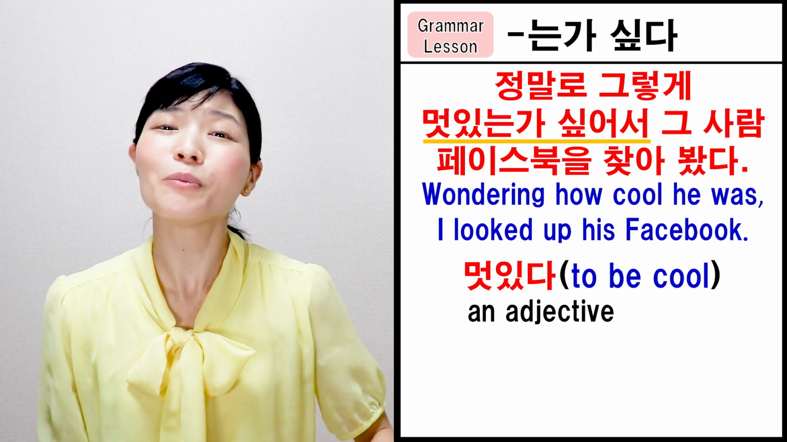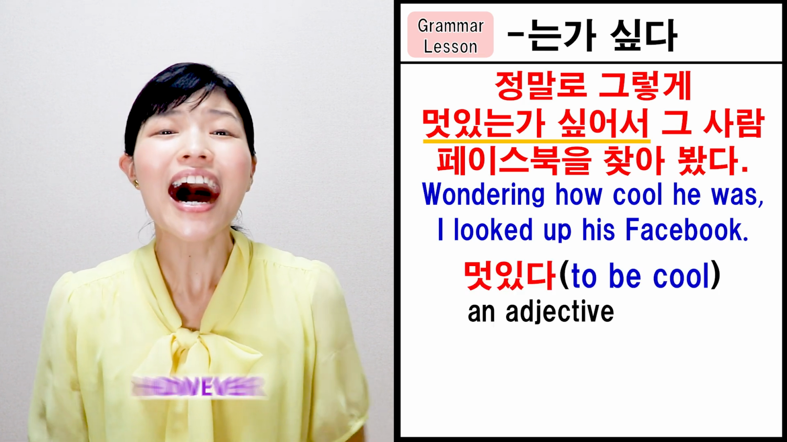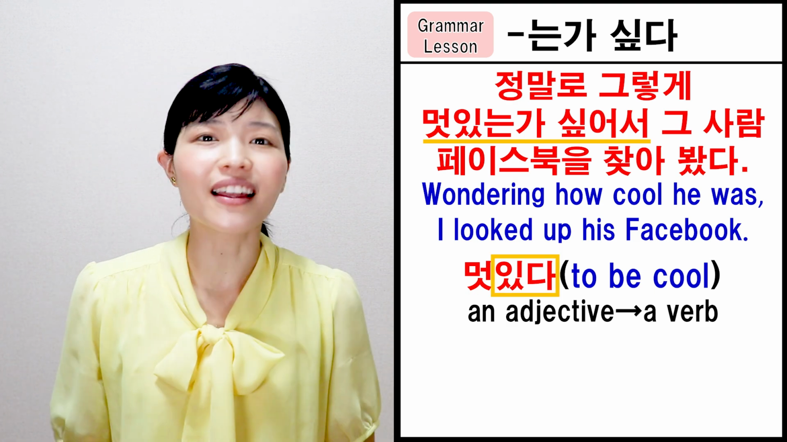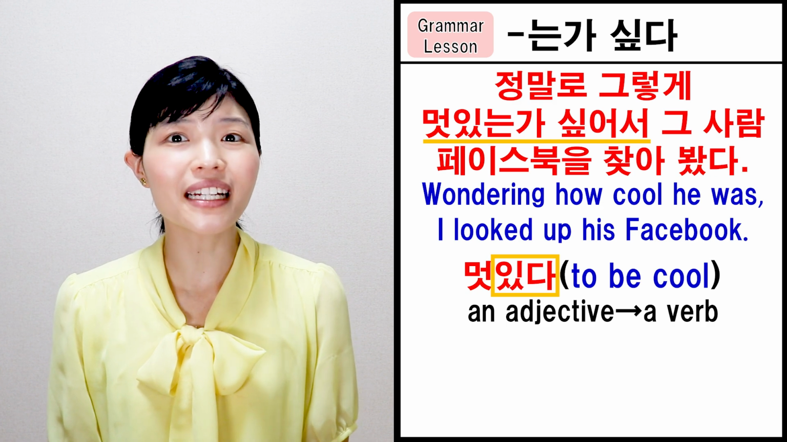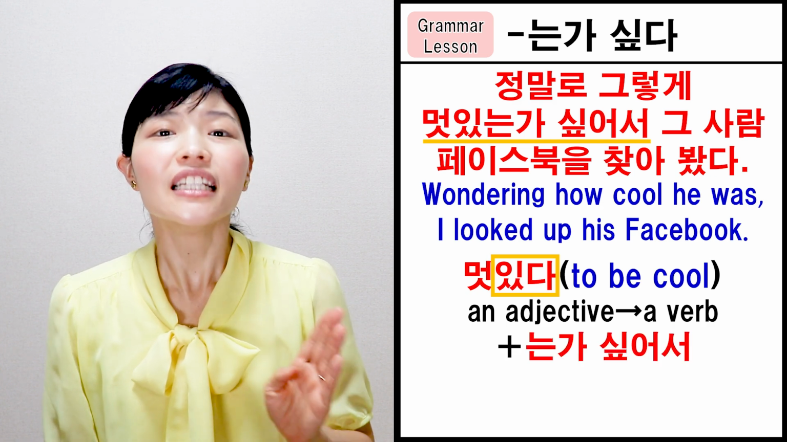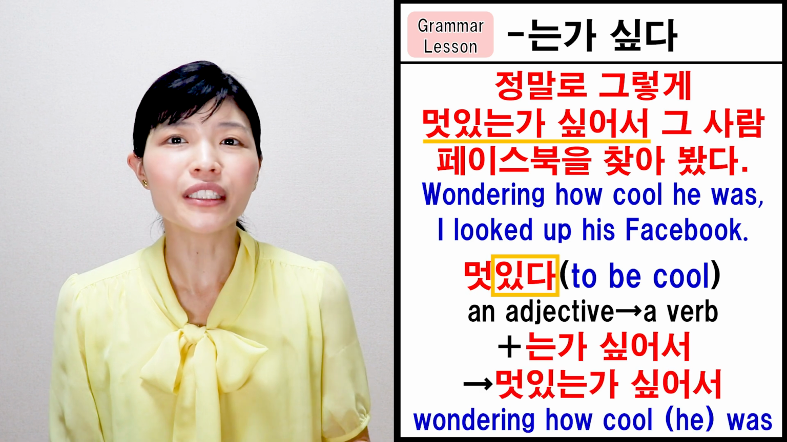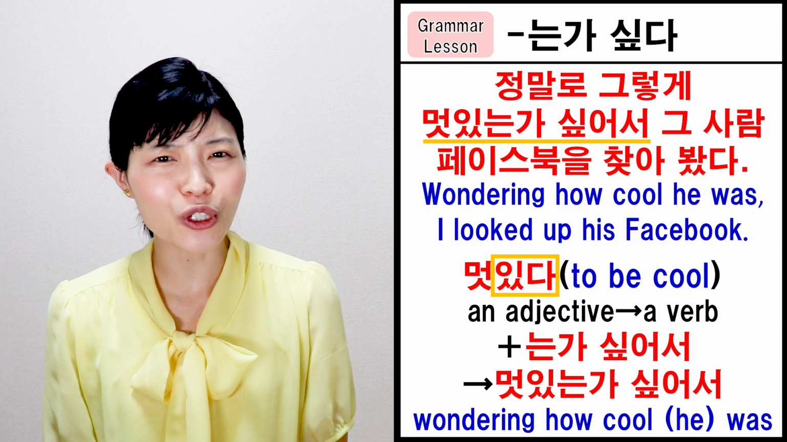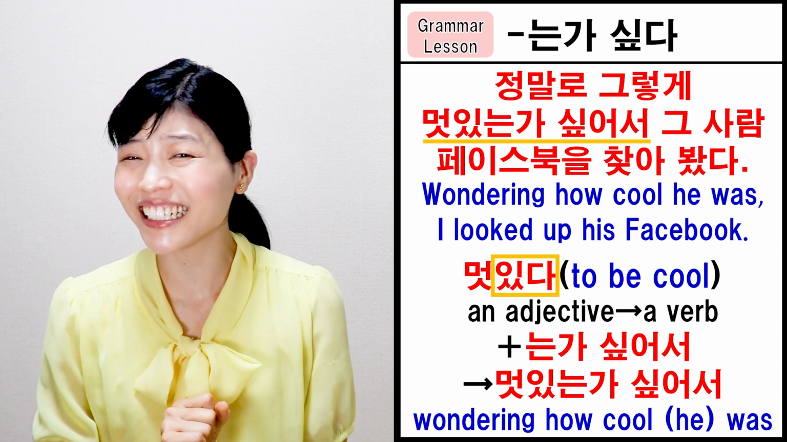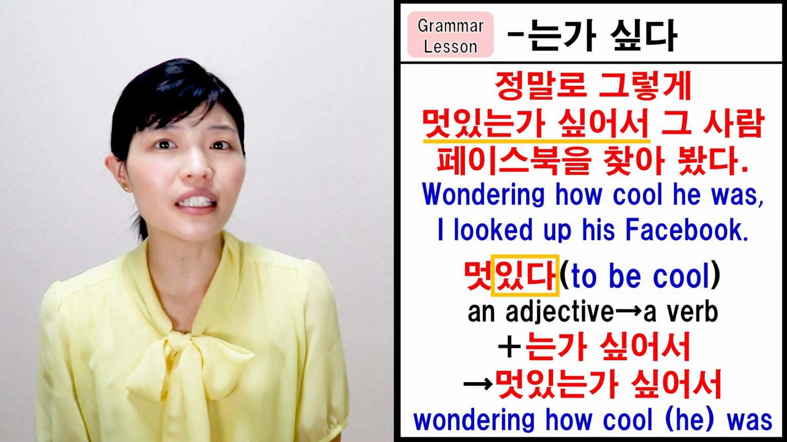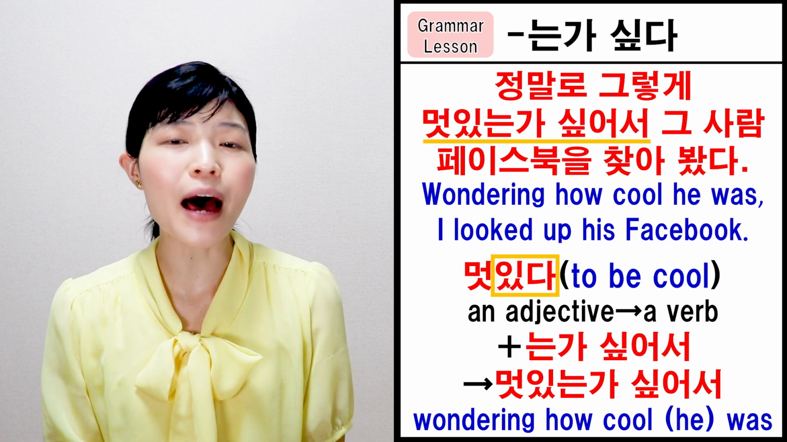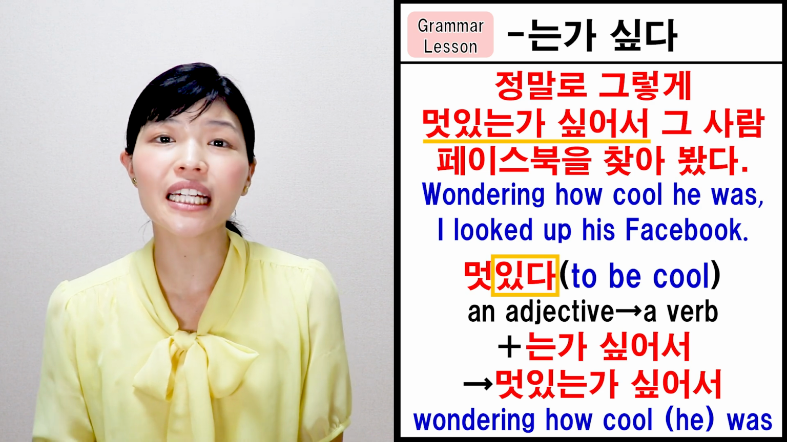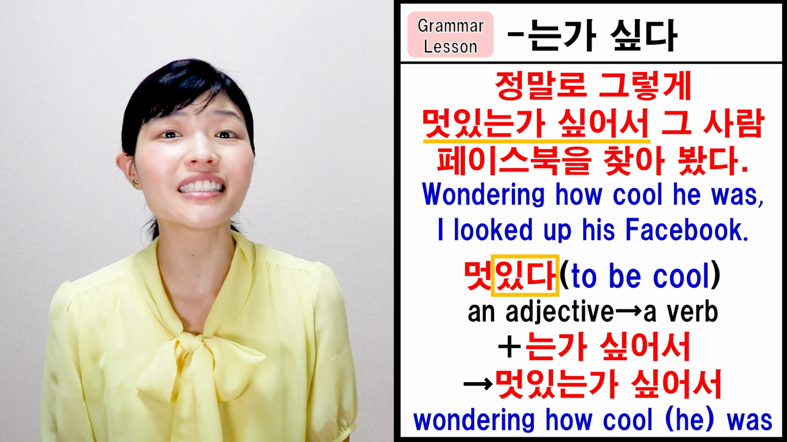Here, 멋있다, to be cool, is an adjective. However, this is a special adjective with 있다 inside. Thus, you treat it as a verb. You attach 는가 싶어서 to make 멋있는가 싶어서, wondering how cool he was. This conjugation was a little bit tricky, wasn't it? In addition, this speaker is a little bit doubtful about that person's fashion or physical figure. That's why he's using 는가 싶다 to express his doubt.